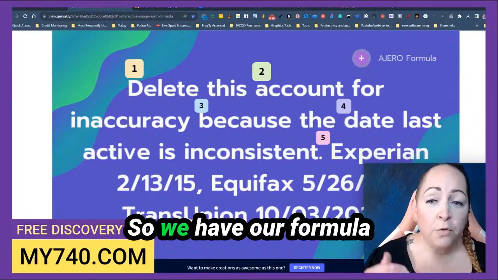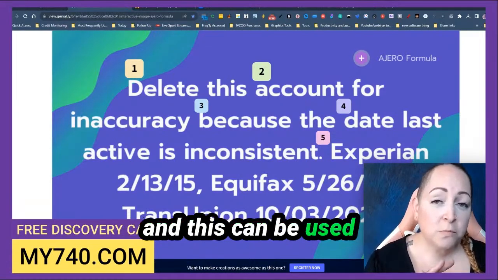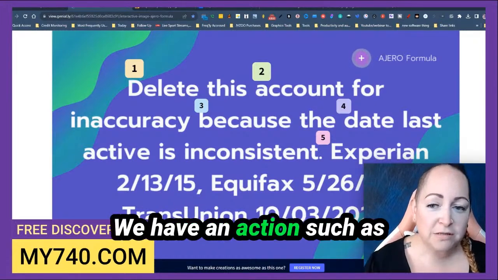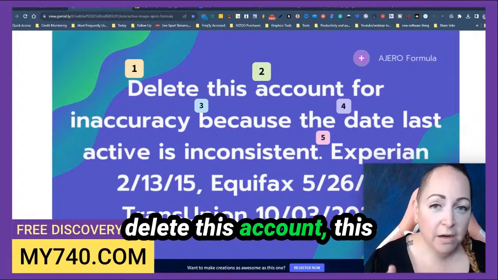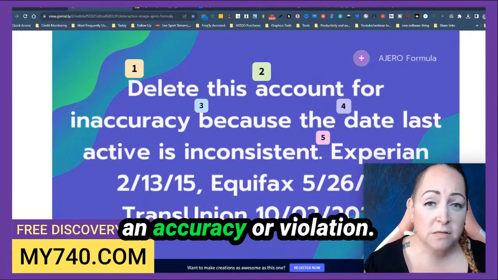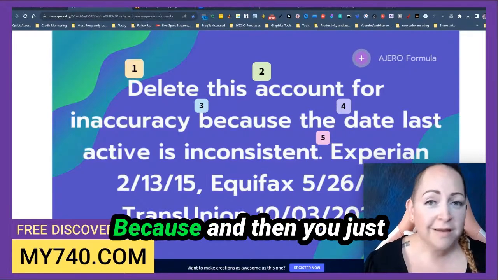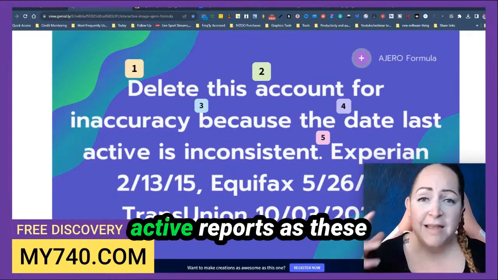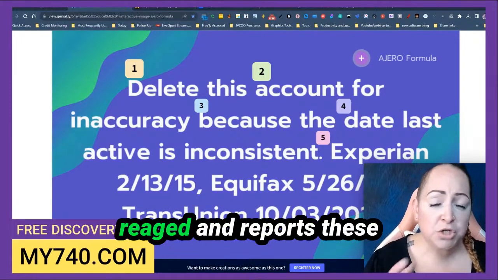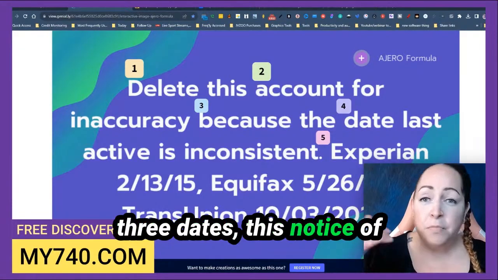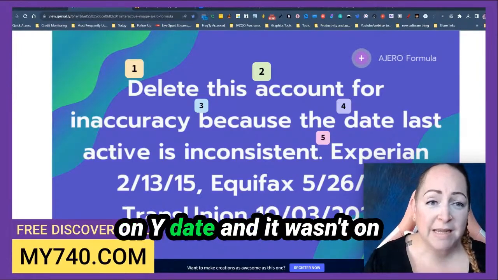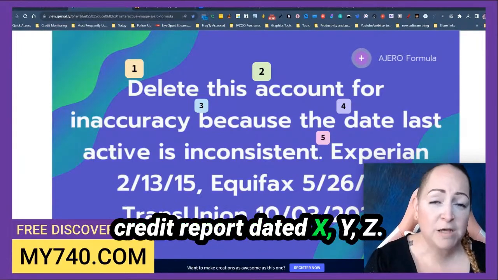Let's get started. So we have our formula, and this can be used for any account. We have 5 parts. We have an action such as delete this account, this personal information, this bankruptcy, this inquiry, for inaccuracy or violation because, and then you just tell them why. The date active report says these 3 different dates. The date last paid is illegally re-aged and reports these 3 dates. This notice of dispute was not entered, even though I disputed on X date, you received it on Y date, and it wasn't on credit report dated XYZ.